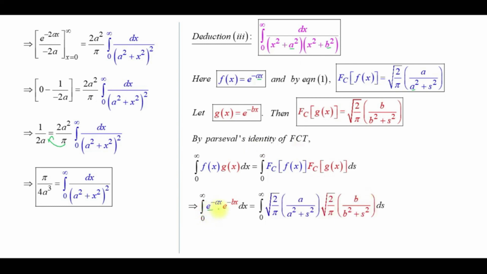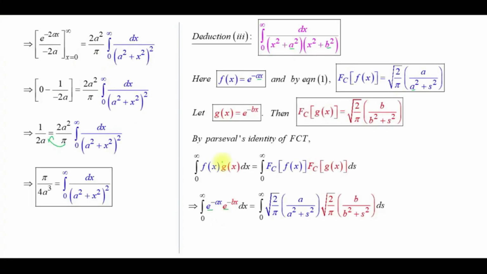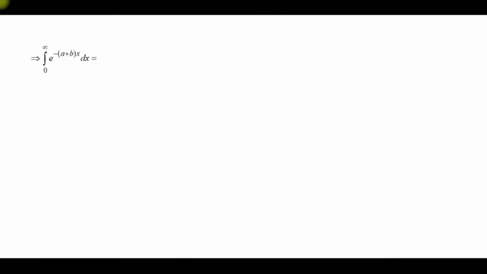So here the base is the same, so we add the exponent terms. This implies the integral from 0 to infinity of e power minus (a plus b)x dx equals square root of 2 by pi into square root of 2 by pi, which is 2 by pi. So ab is constant, that is 2ab divided by pi, into the integral from 0 to infinity of ds divided by a square plus s square into b square plus s square.